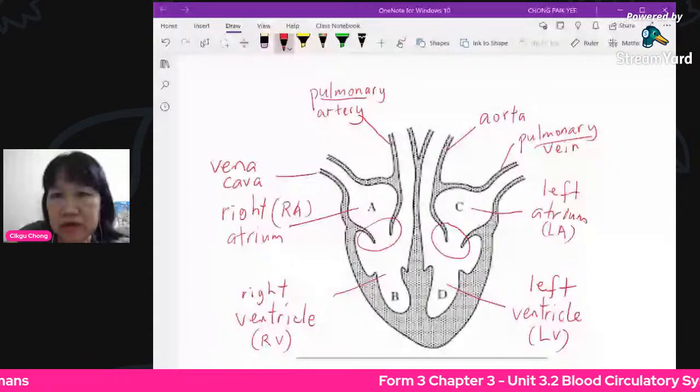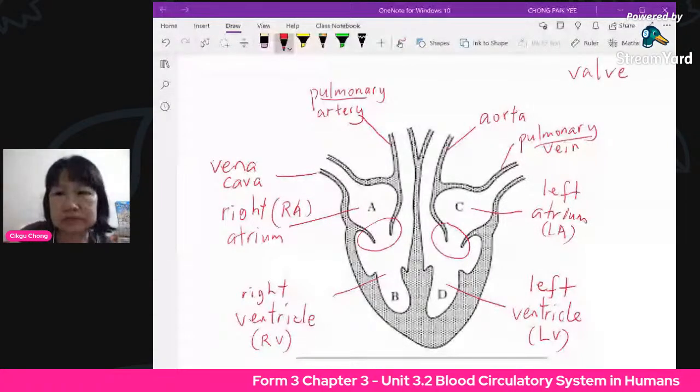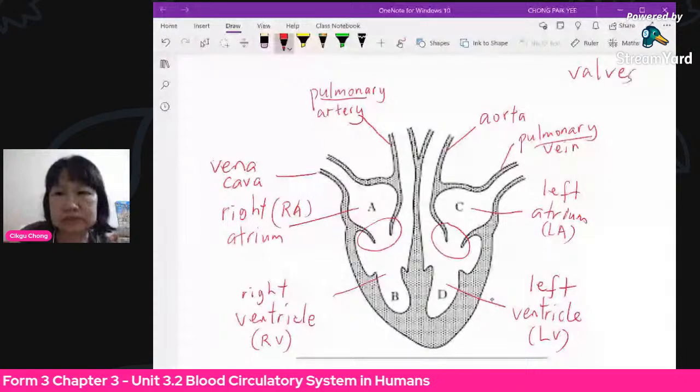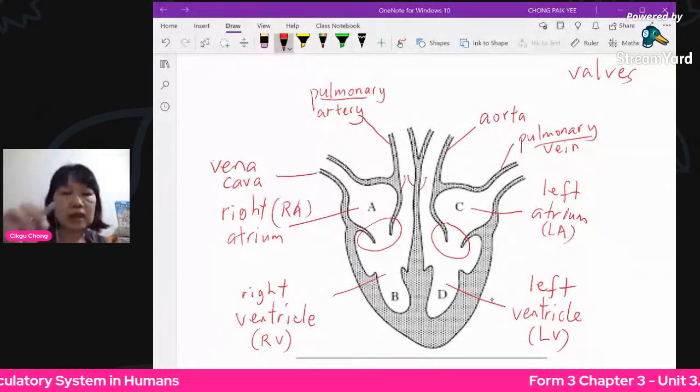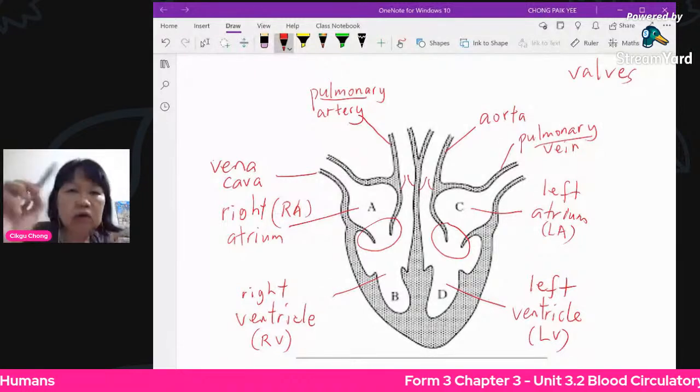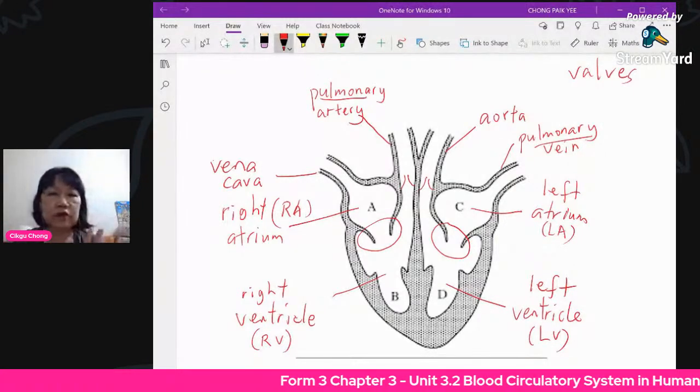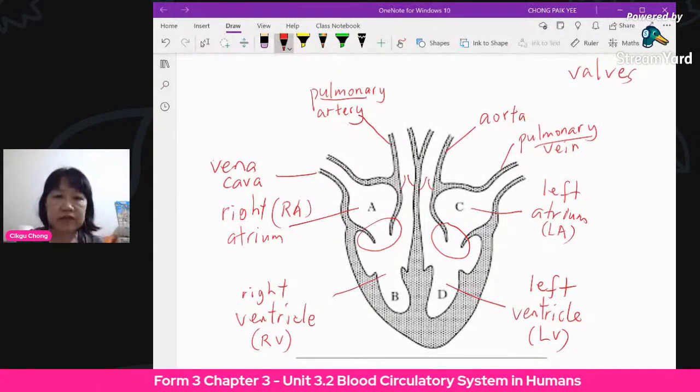V-A-L-V-E. Valves. And then there are 2 here, another one here at the base of the pulmonary artery. Here also got, and at the base of the aorta also got. So there are actually 4 sets of valves in the heart.